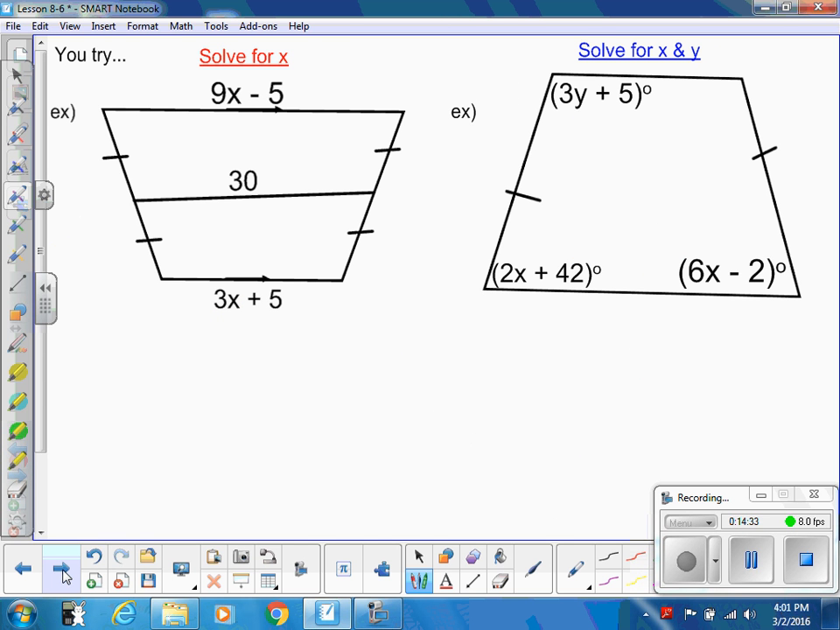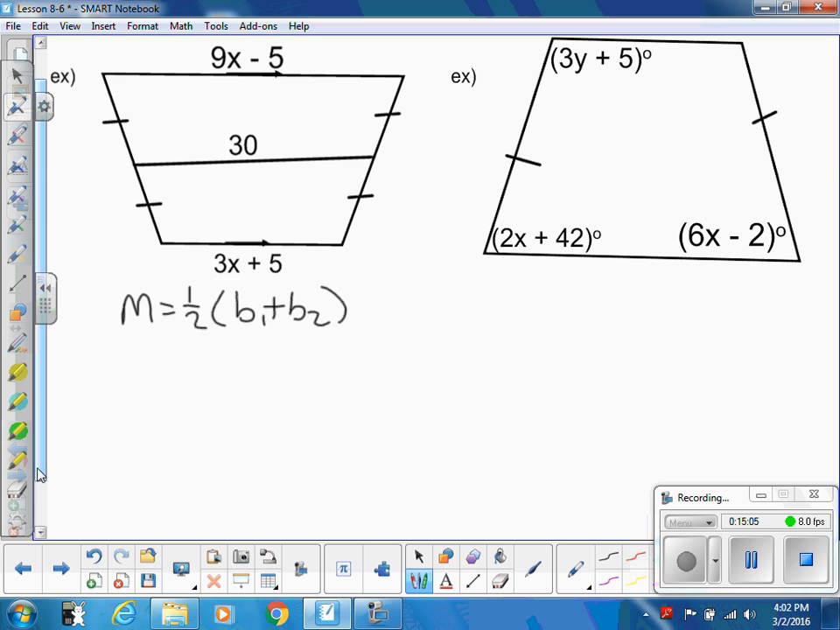So, if you want, press pause. Try these two problems based on everything that we've done today and see if you get them right. So, when I look at the first one, I'm solving for x. I see I have a midsegment. Anytime you see you have a midsegment, write down the midsegment formula. You have to memorize this formula. This is not given to you on your SOL.